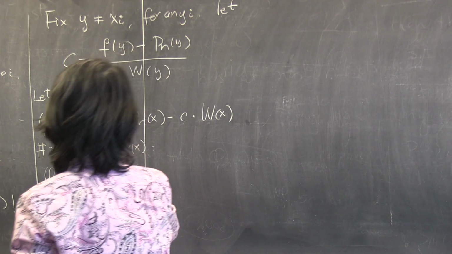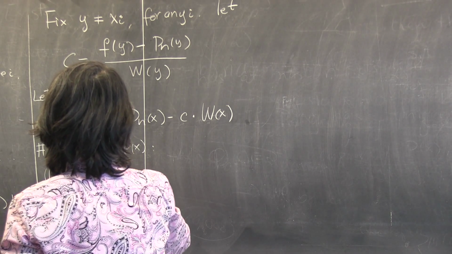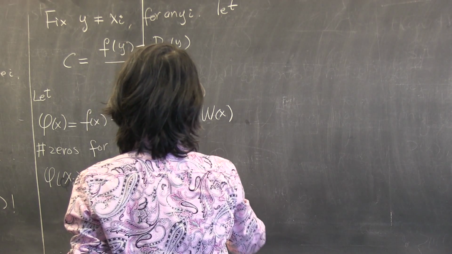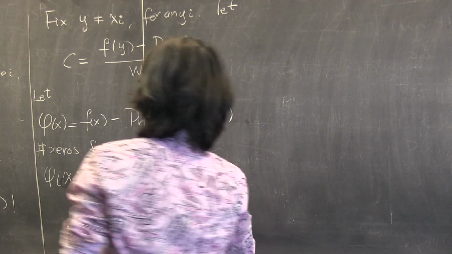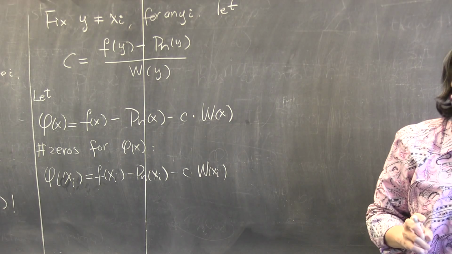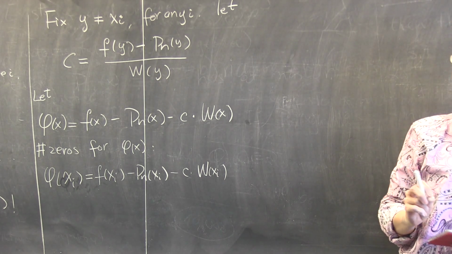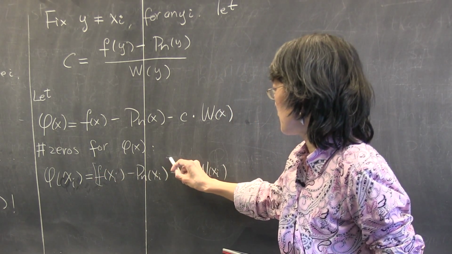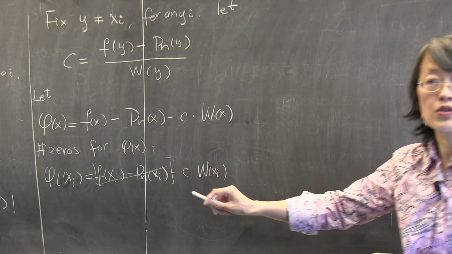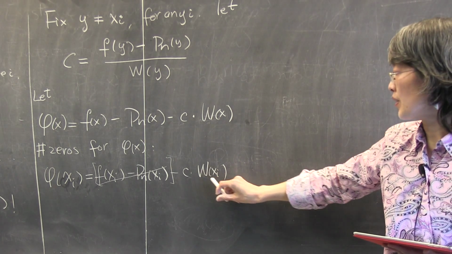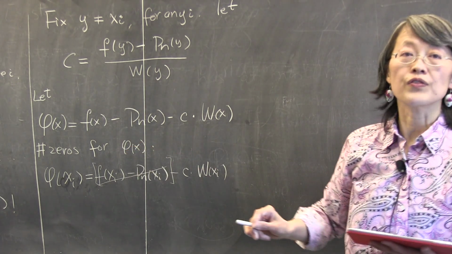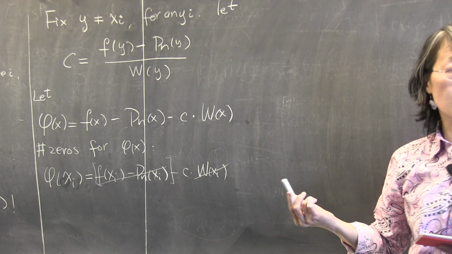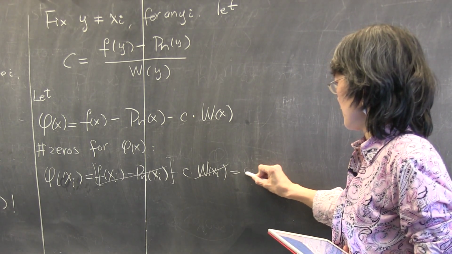Let's put in the expression f of xi minus Pn of xi minus c times w at xi. Did someone say 0? Why is it 0? Do we all see it's 0? Because the first two terms are exactly equal to each other, so they subtract to 0, right? And then w at xi, we just say it's 0 for any xi. Is that right? So that's 0 also, and c is a constant. So this is a 0.